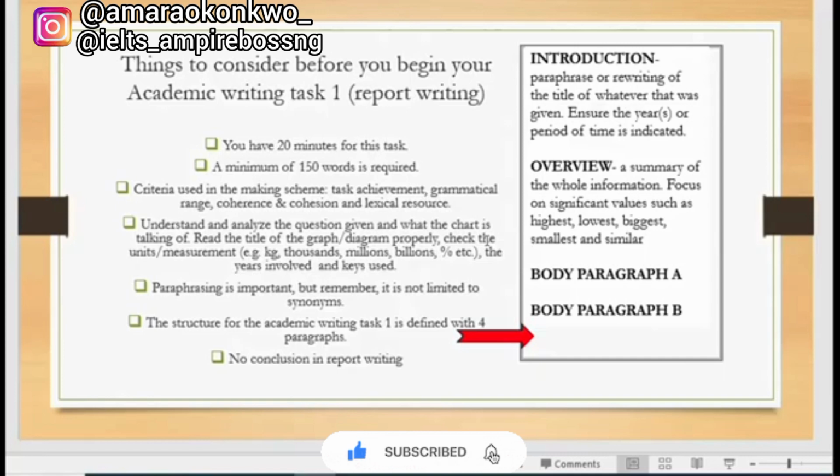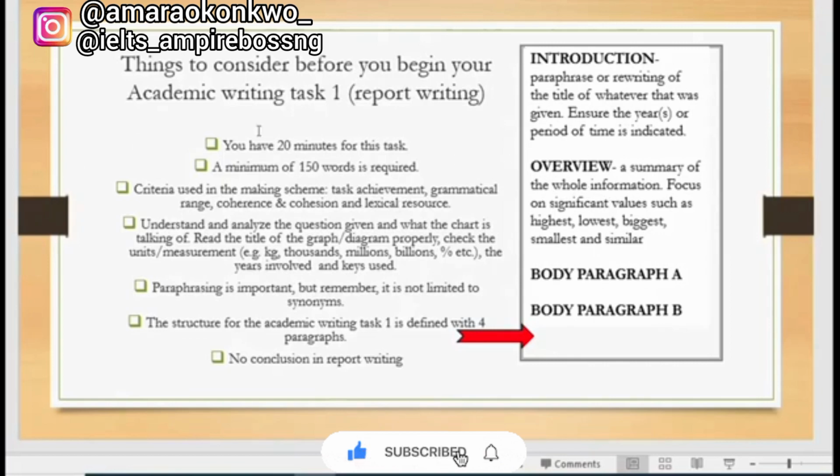Are you seeing a decline? Are you seeing an increase? Are you seeing stability? Whatever you are noticing that is very obvious, those are the things you should talk about. Now, there's no conclusion in report writing. That's why the structure just consists of these 4 paragraphs: the introduction, overview, and then 2 body paragraphs. So any summary you are doing in this report writing is actually done in the overview.